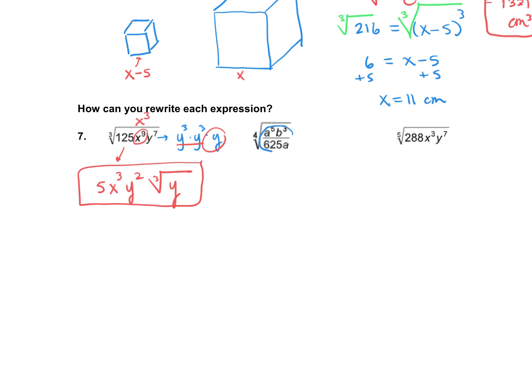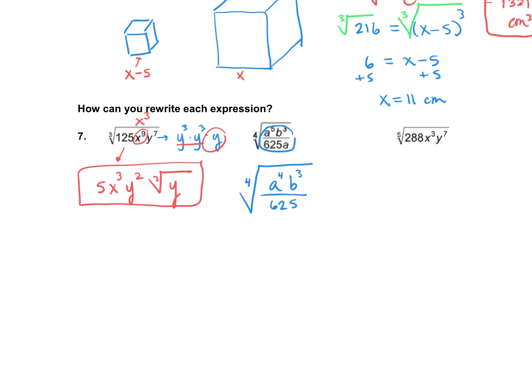So in this fraction, what I notice is we have an a to the fifth in the numerator and an a in the denominator. So if you have a to the fifth over a, that's going to leave you with a to the fourth in the numerator. We have a b to the third, and our denominator is now a 625. We're taking the fourth root of that.